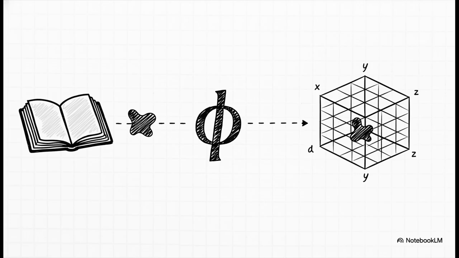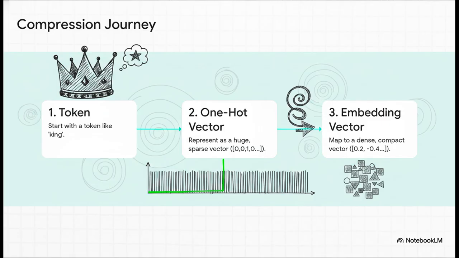Now, you might see some formal math notation like this and your eyes might glaze over a little bit, but stick with me, because it's actually pretty simple. All this is saying is that we have some function, we'll call it phi, that maps a word from our big vocabulary V into a point in some d-dimensional space. In other words, we're just giving every single word its own unique address on a giant multidimensional map. That's it.